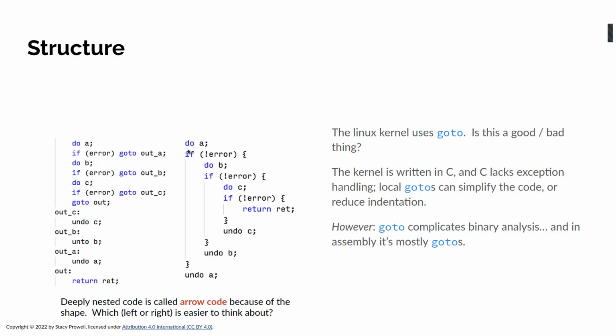I do something, I check for an error. If there's no error, I do something else. I check for an error. If there's no error, I do something else. And then I check for an error. If there's no error, I'm done. Otherwise, I have to undo the stuff that I did in the right order. So I end up with code that looks like this. In the Linux kernel, this example, almost verbatim, shows up several places. I do this, right? So I still have to undo things in the right order, but I use goto to get out of it.